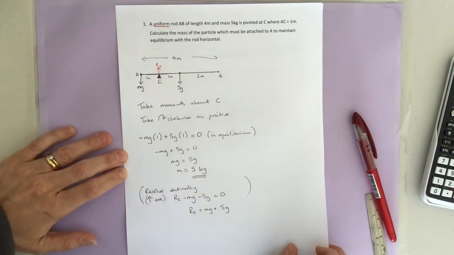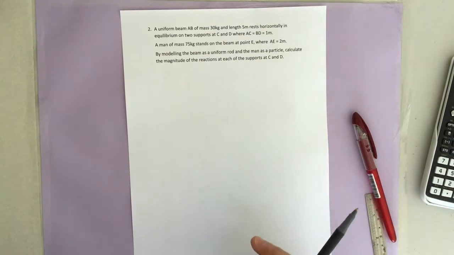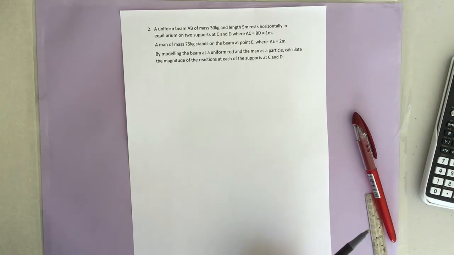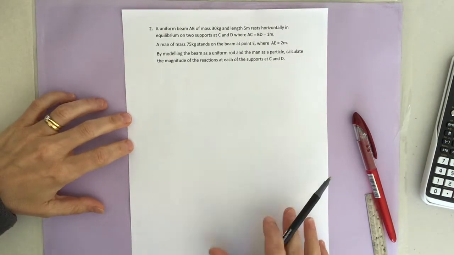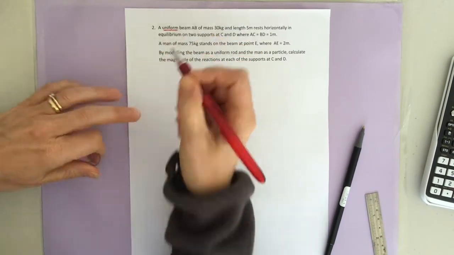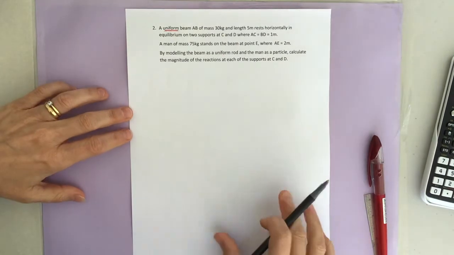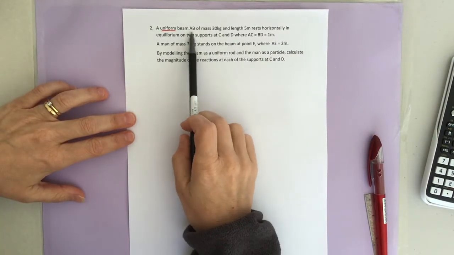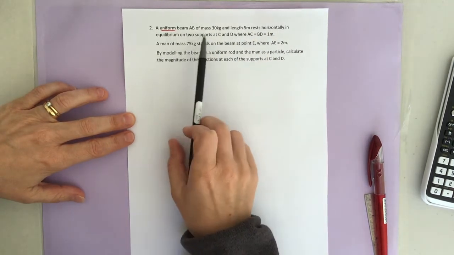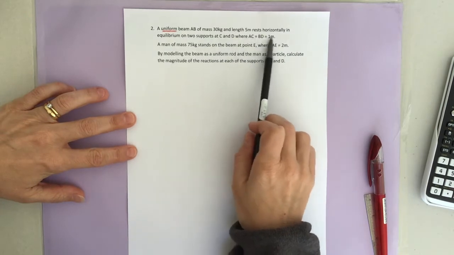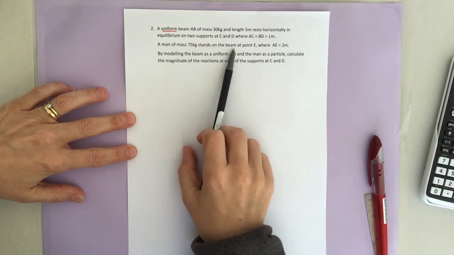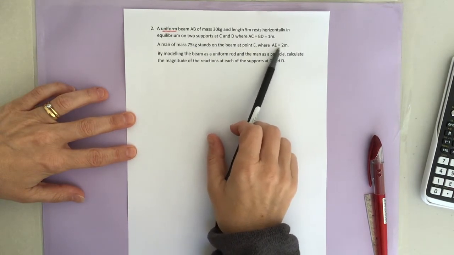Let's have a look then at example 2. Okay, so example 2, now we are going to have a look at having our reactions involved and at finding those. So uniform, again, uniform really important in questions, and we are going to move on obviously to non-uniform as the next section. But uniform beam AB of mass 30 kilograms and length 5 meters rests horizontally in equilibrium, and now it's on 2 supports C and D, and it gives us some information about where they sit in our diagram. A man of mass 75 kilograms stands at a point E, and again it tells us where this point E is.